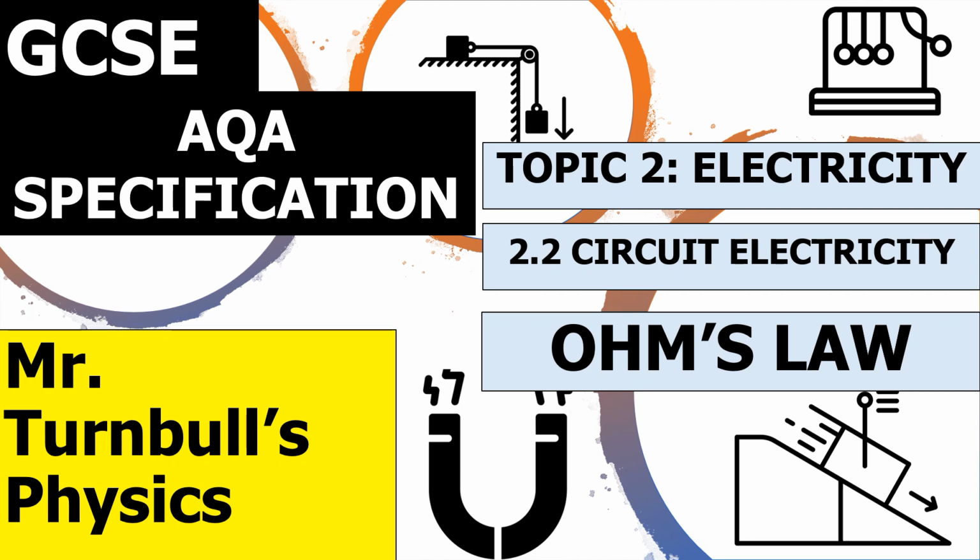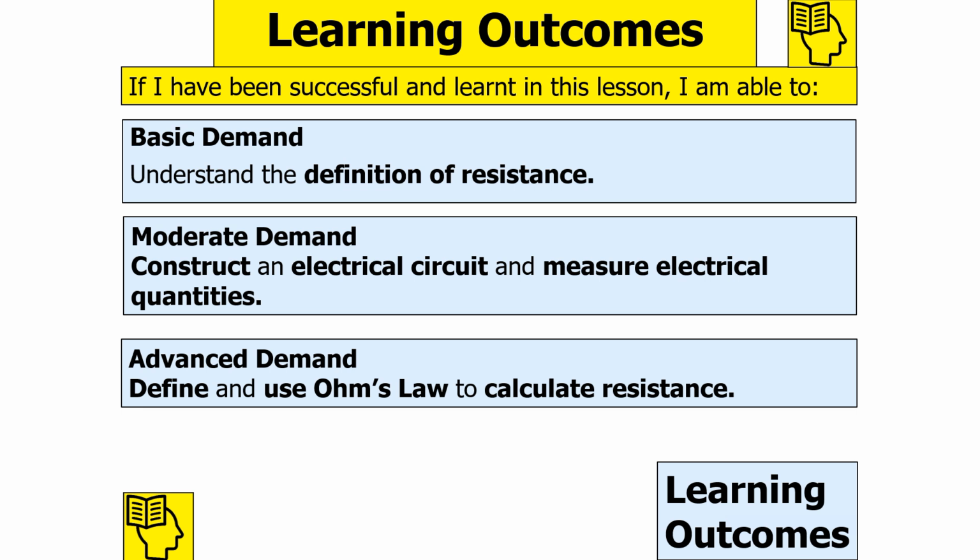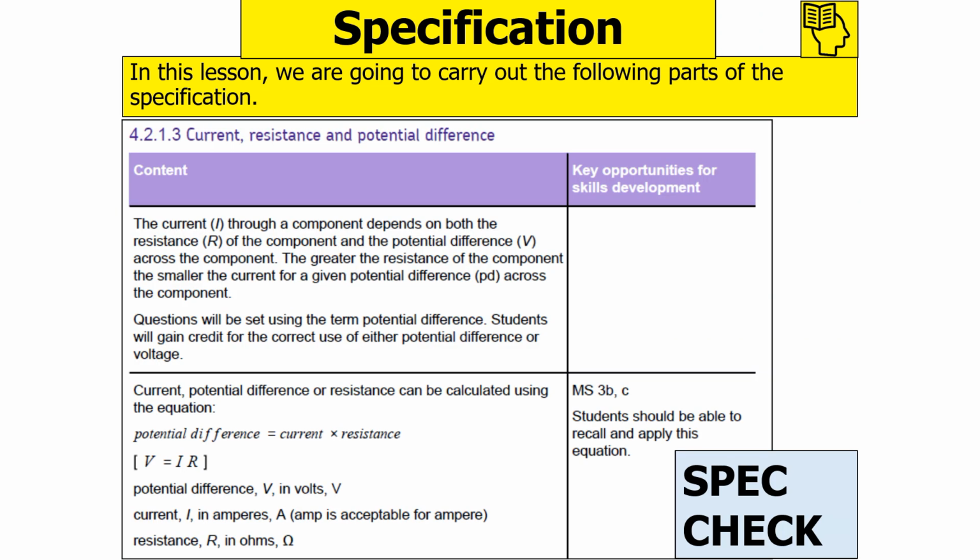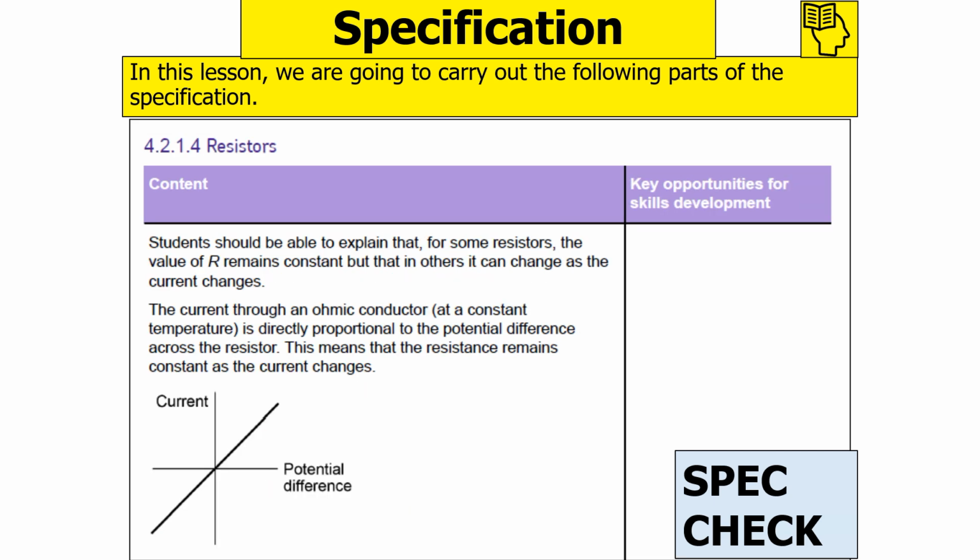Hello and welcome to this video on Ohm's law, which is part of the electricity topic in GCSE AQA physics. If we've been successful in today's lesson, we should be able to understand the definition of resistance, construct an electrical circuit and measure electrical quantities, and define and use Ohm's law to calculate resistance. We're going to look into the following part of the AQA GCSE physics specification: 4.2.1.3 current, resistance and potential difference, and 4.2.1.4 resistors.